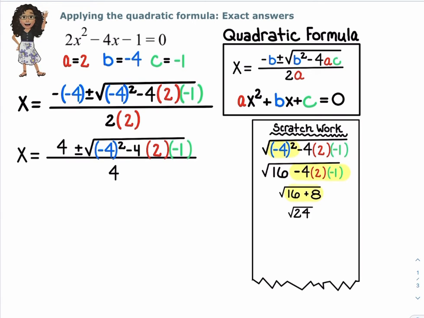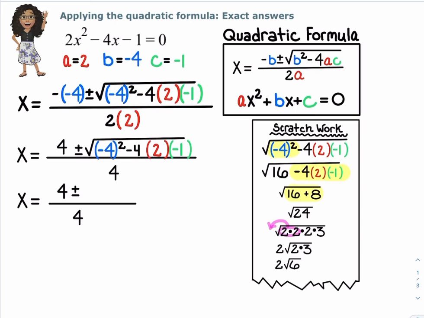To simplify this square root, we need to break apart 24 into its factors. If you need to, you could do a factor tree off to the side. Once I've rewritten 24, we're looking for pairs of numbers. We have a pair of 2, so I'm going to take a single 2 out. The 2 and 3 don't pair up, so they're stuck inside. So our final simplified version is 2 square root 6. Now that we have the simplified version, 2 root 6, let's replace that square root with 2 root 6.